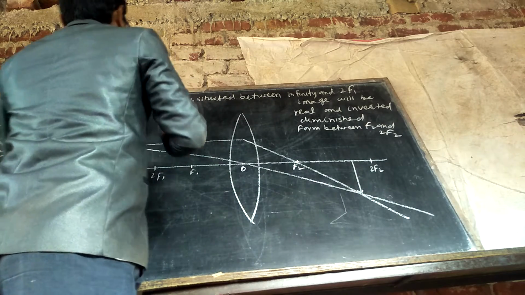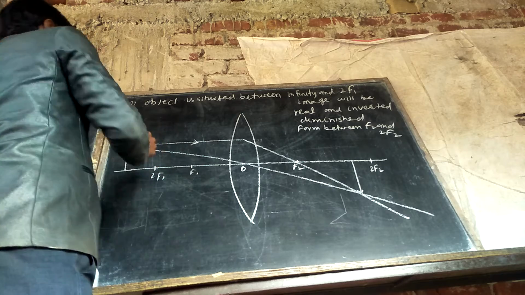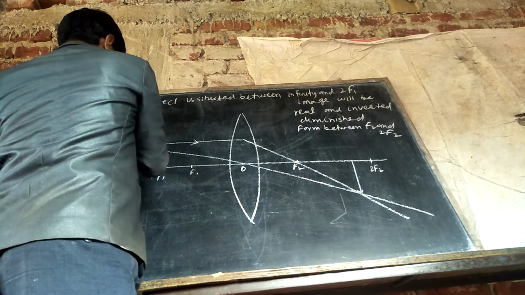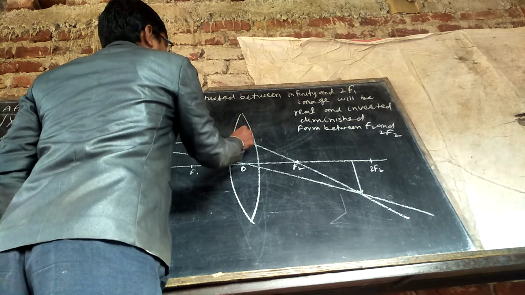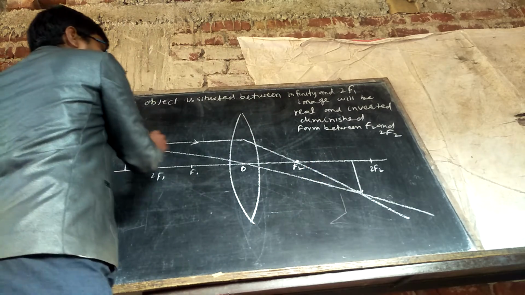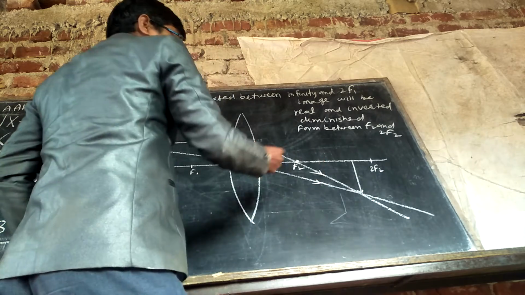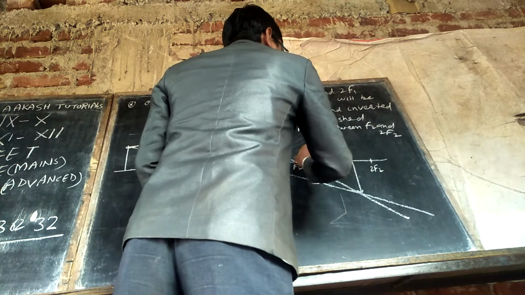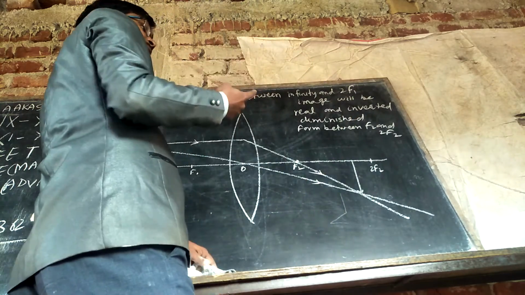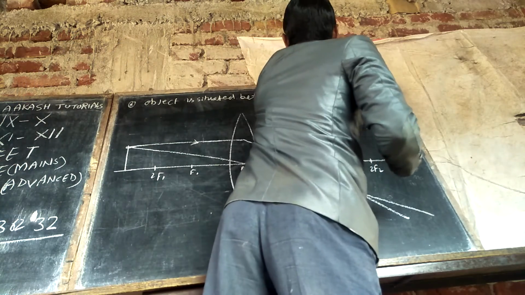Second case, third case. Clear? It means one ray will be incident parallel to the principal axis, which will pass through f2, and another ray will pass through the optic center to the other side, and both of them meet between f2 and 2f2. In that case, the image will be of diminished size.